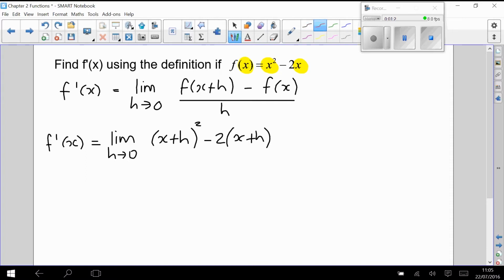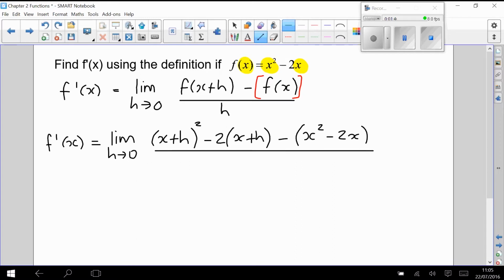In the second part, I need to just put in the function f of x, but you need to remember that there were two terms in f of x, so the minus is going to be distributed to both terms. In other words, you must put a bracket around the whole expression. And this is all over h. You can see that I can only progress if I try and find my simplified numerator.